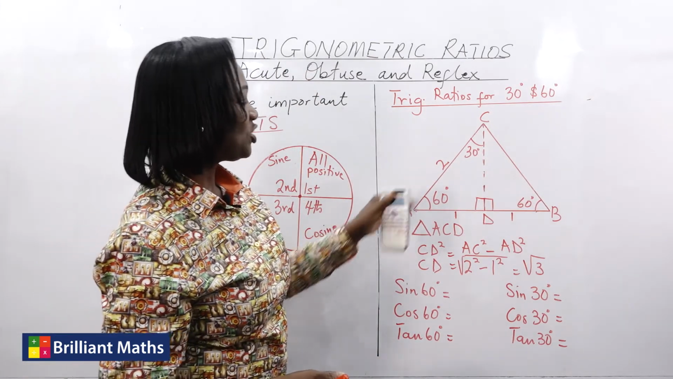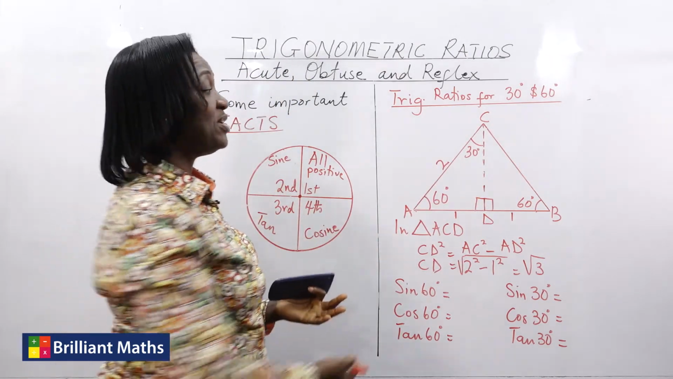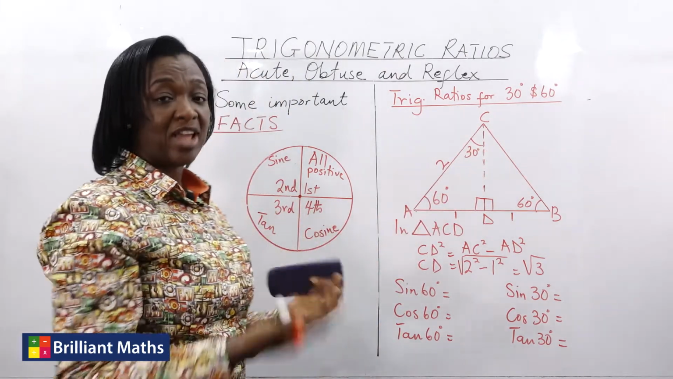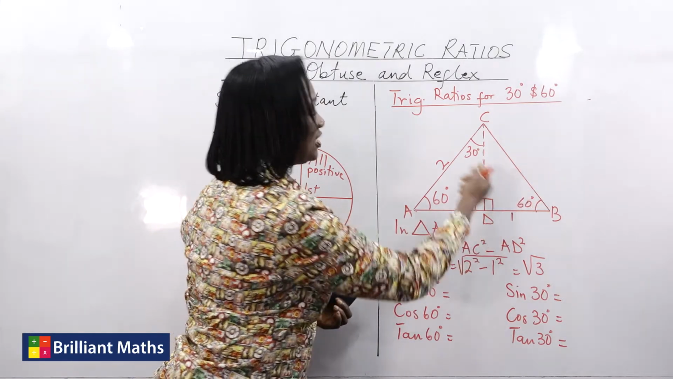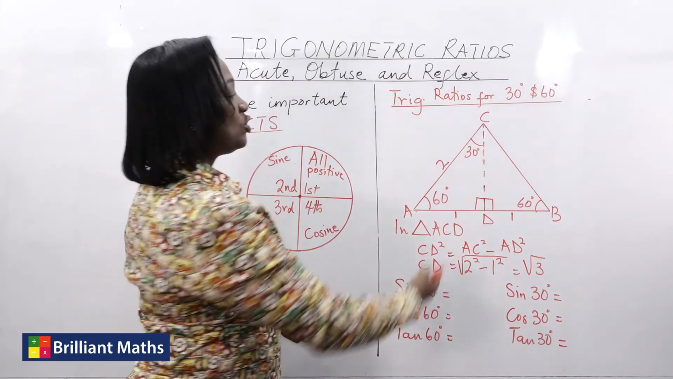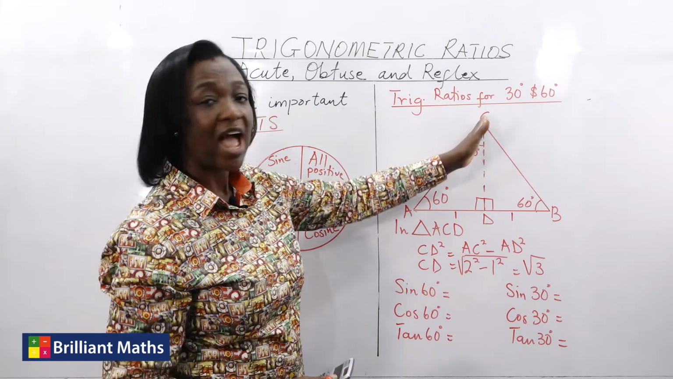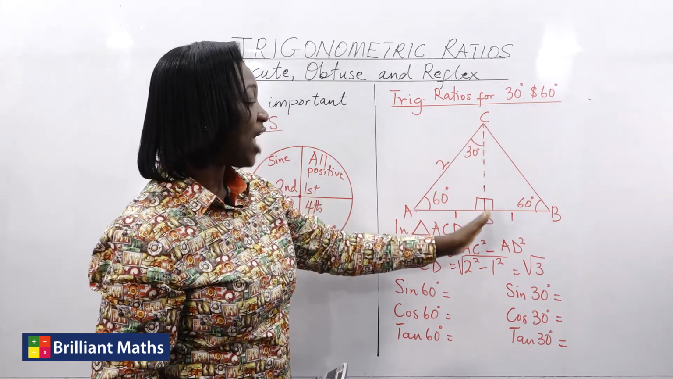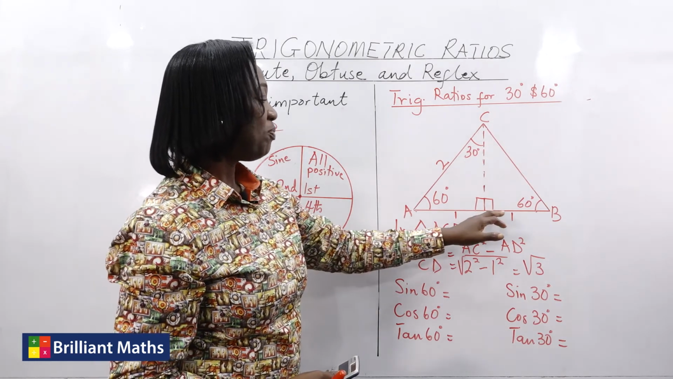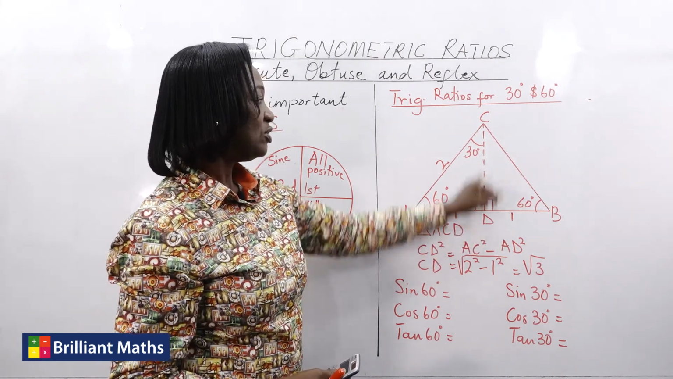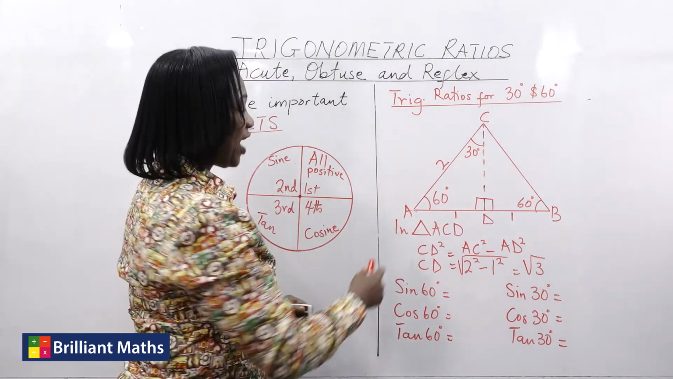We have an equilateral triangle ABC. If the triangle is equilateral, that means that all the sides are equal and all the angles are equal to 60 degrees. So angle A is 60 degrees, angle B is 60, and C is also 60. So we construct a perpendicular bisector. That's a line that divides the angle C into 2 and also divides the line AB into 2. So the point of contact is D. So CD is perpendicular to AB. So we have 60 degrees.